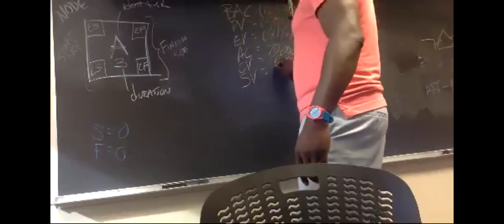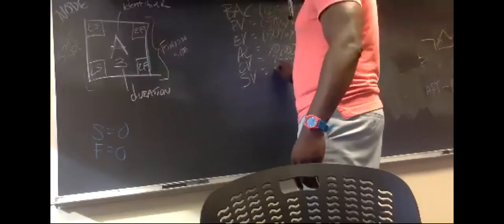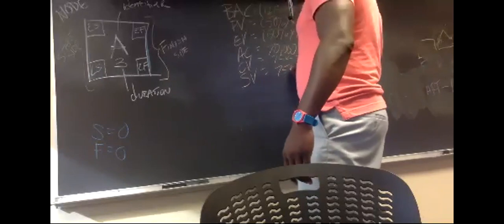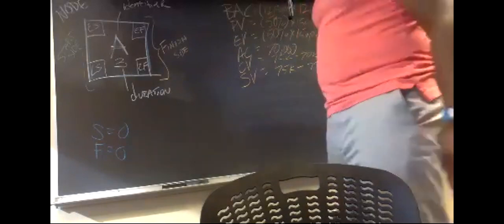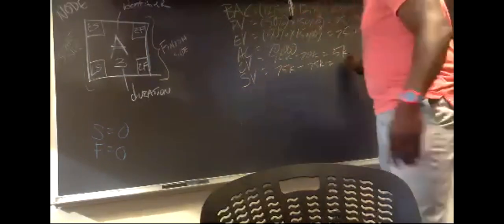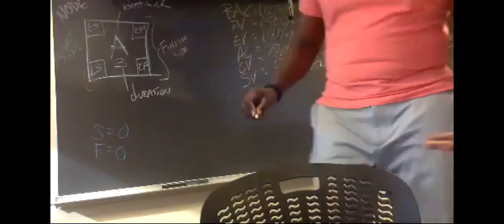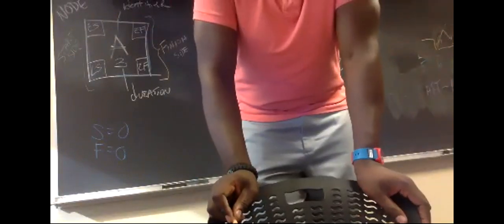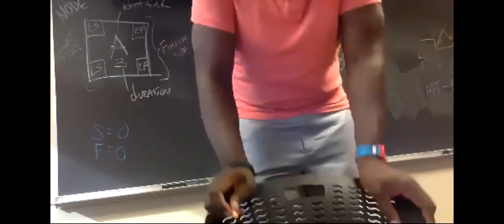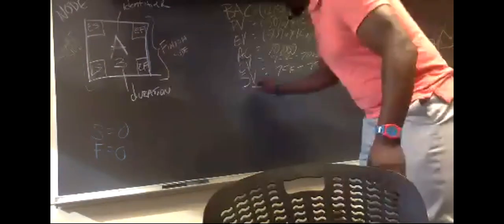Schedule variance is EV minus PV. EV, 75K minus PV, 75K. That equals what? 0. So you know what that says? We have no schedule variance. Our schedule does not vary. We're real tight on the schedule. That's what it's saying.